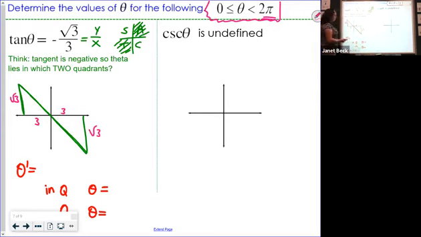Put the negatives on the right ones. In quadrant 2, x would be negative. In quadrant 4, y would be negative. Okay, so we have the quadrants.